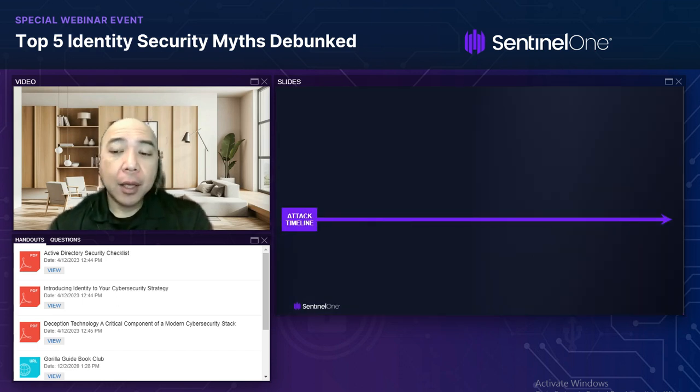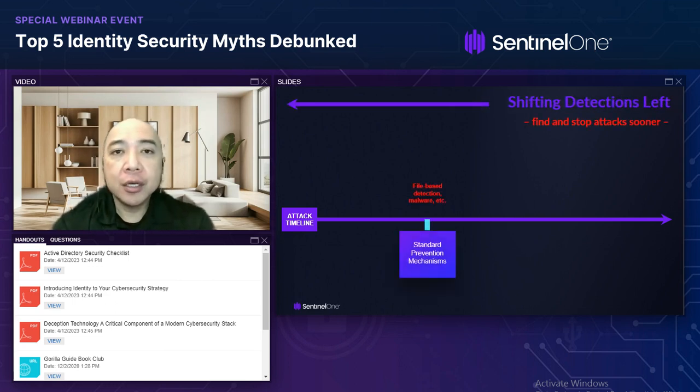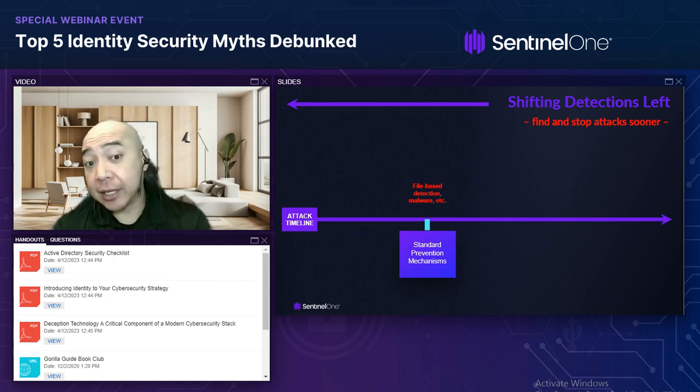So let's look at it from an attack timeline perspective. The goal of your security solutions is to shift your detections left. You want to find and stop attacks as soon as possible, right? If you find and stop the attacker sooner, you are less likely to have a costly and massive cleanup. So your standard prevention mechanism, this is things like AV, right? You've got file-based detection, you've got malware detection based on hashes and signatures, etc. Well, this is old school AV. If you have the signature, you can detect it. If you don't have a signature or a hash, that sample doesn't get detected.